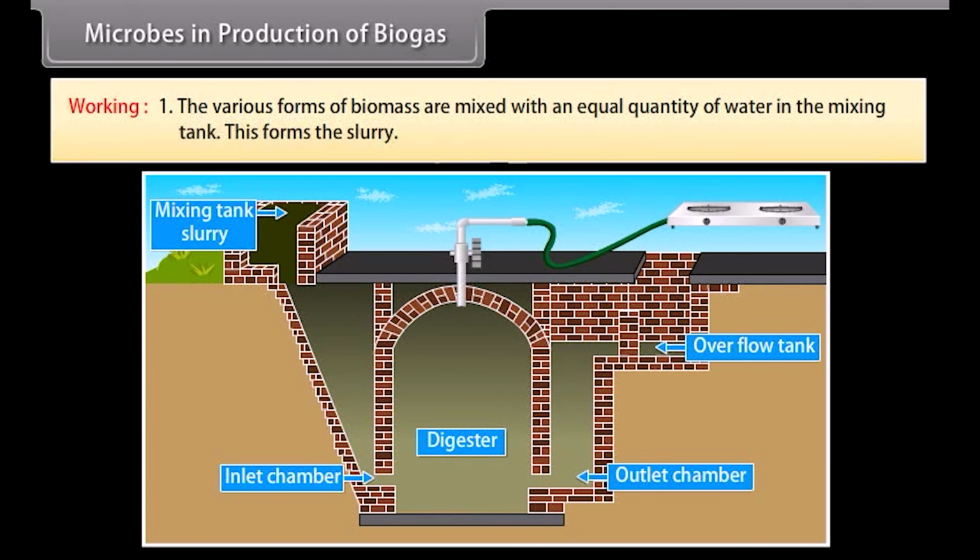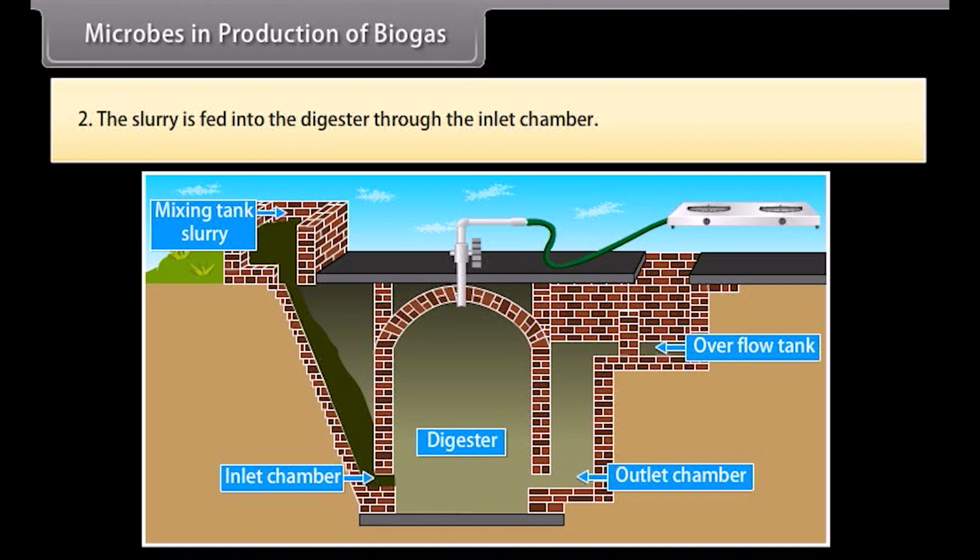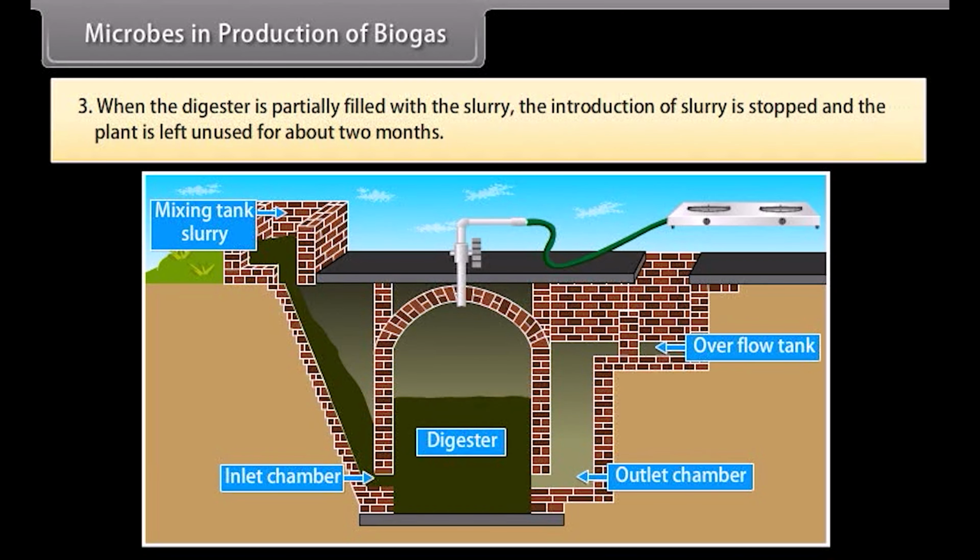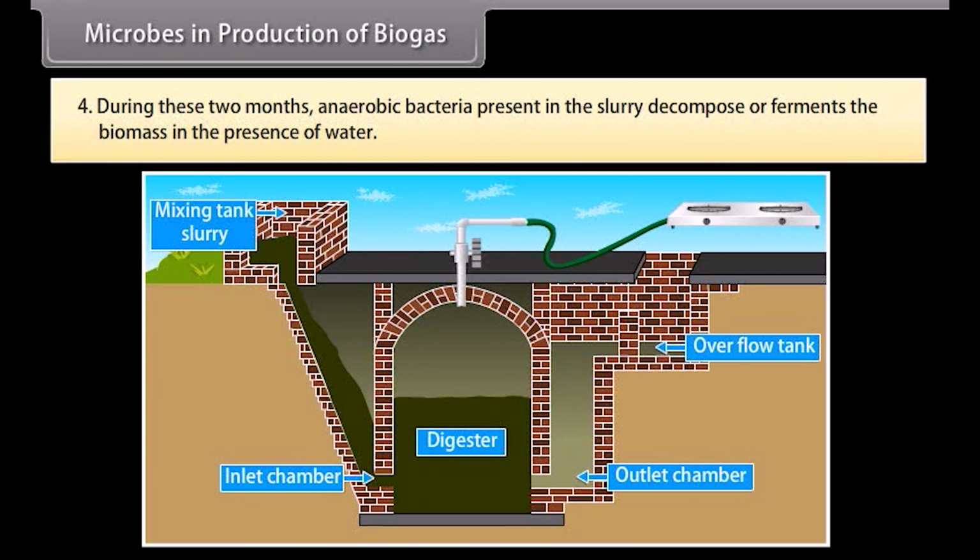Working. Number 1. The various forms of biomass are mixed with an equal quantity of water in the mixing tank. This forms the slurry. Number 2. The slurry is fed into the digester through the inlet chamber. Number 3. When the digester is partially filled with the slurry, the introduction of slurry is stopped and the plant is left unused for about 2 months. Number 4. During these 2 months, anaerobic bacteria present in the slurry decompose or ferments the biomass in the presence of water.